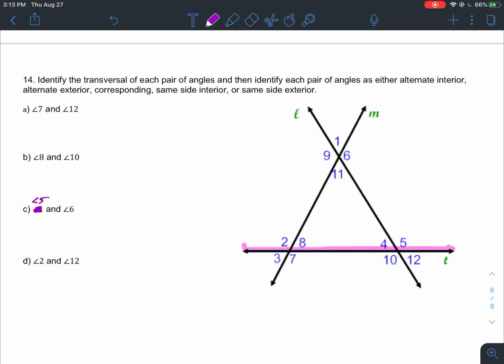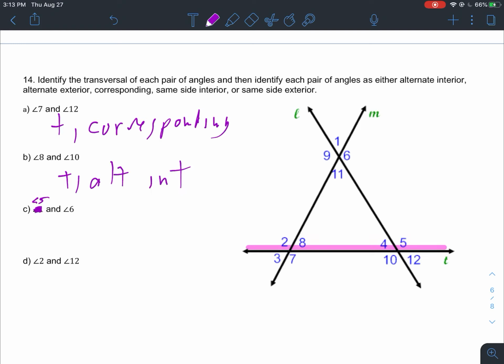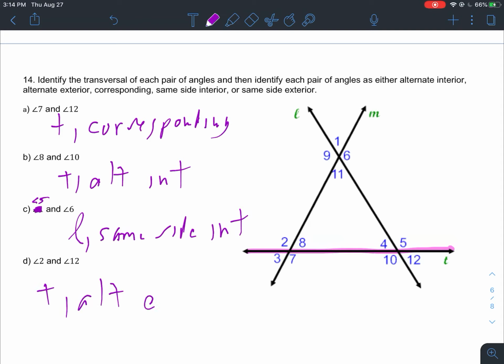7 and 12 are on T, and they're corresponding. 8 and 10 also on T, but they are alternate interior. Instead of abbreviating these words, alternate interior. 5 and 6 are on L, and they are same side interior. And then 2 and 12, both on T, and they are alternate exterior.